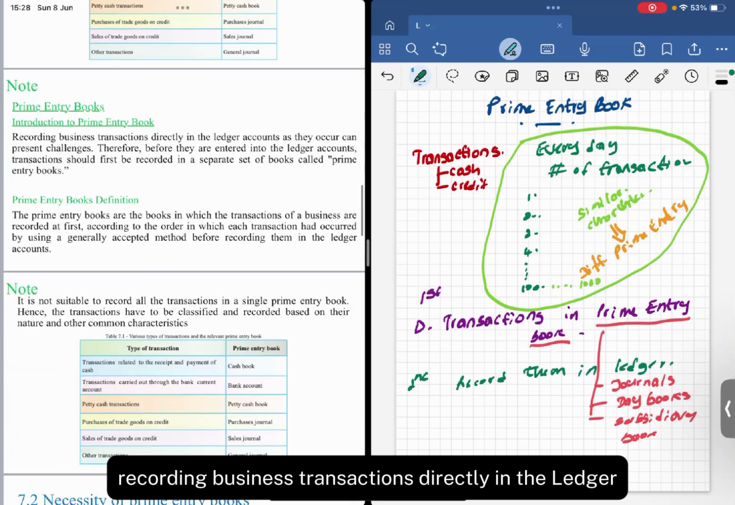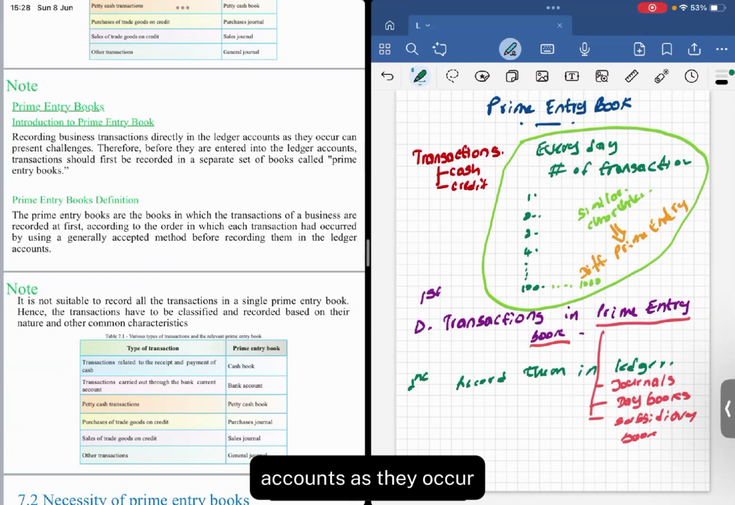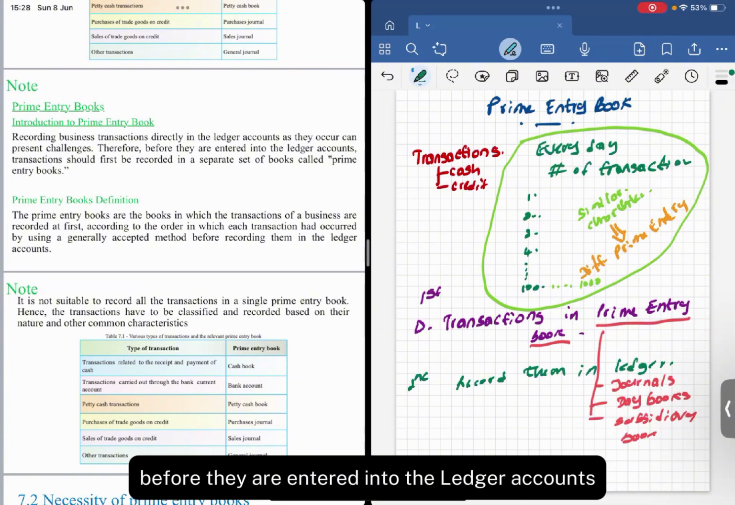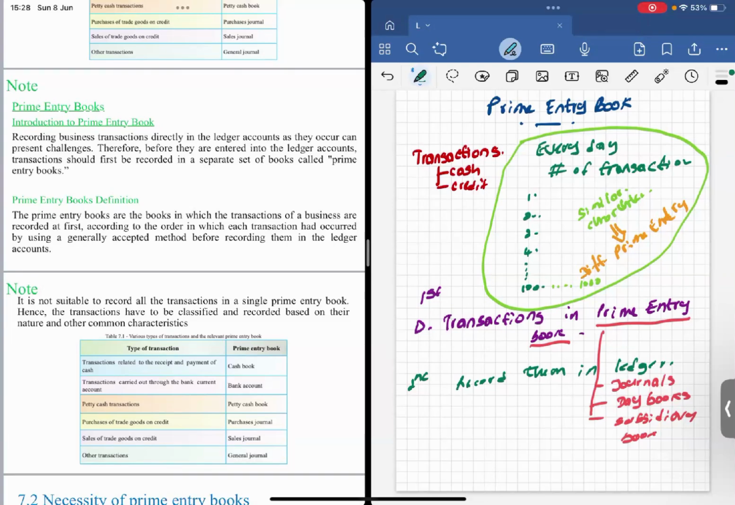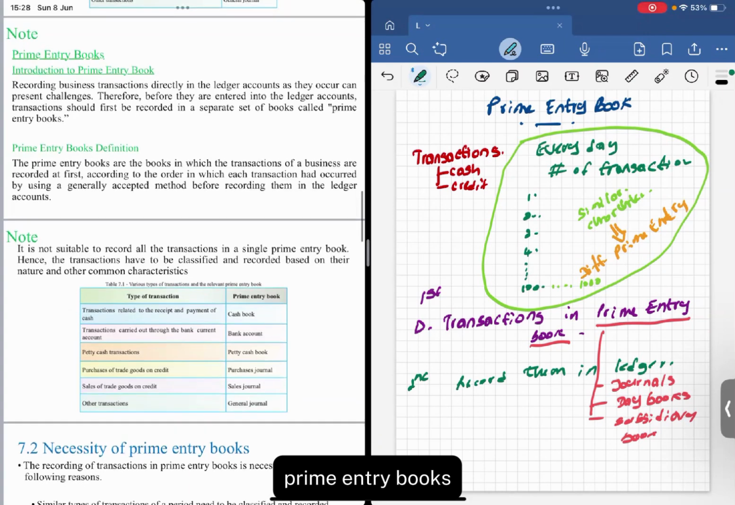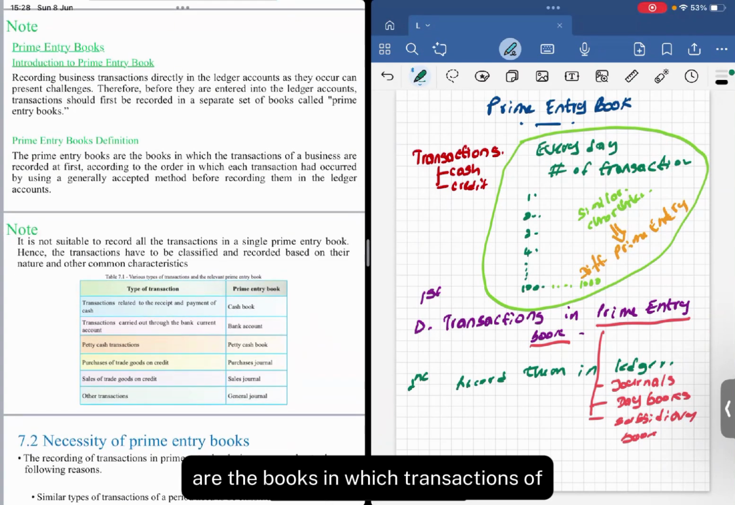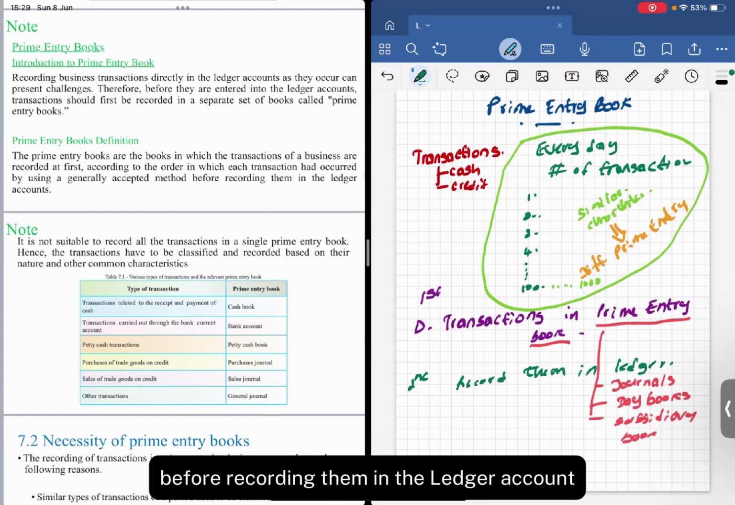Recording business transactions directly in the ledger accounts as they occur can present challenges. Therefore, before they are entered into the ledger accounts, transactions should be first recorded in a separate set of books called prime entry books. Prime entry book definition. Prime entry books are the books in which transactions of a business are recorded at first, according to the order in which each transaction has occurred, by using a generally accepted method before recording them in the ledger account.